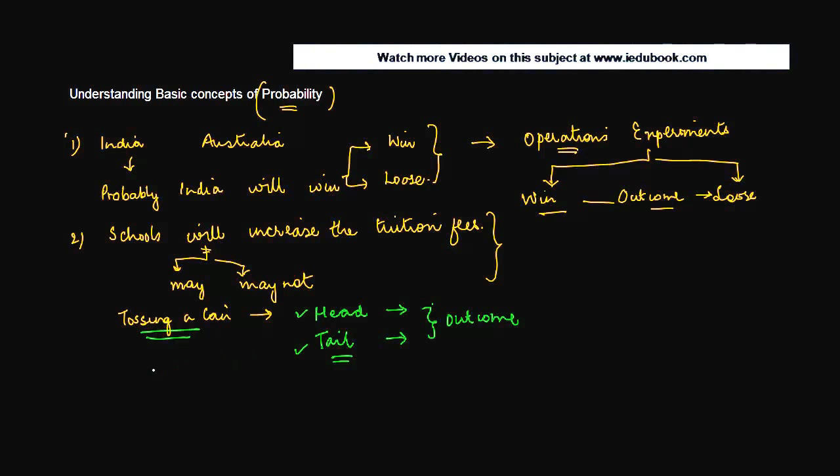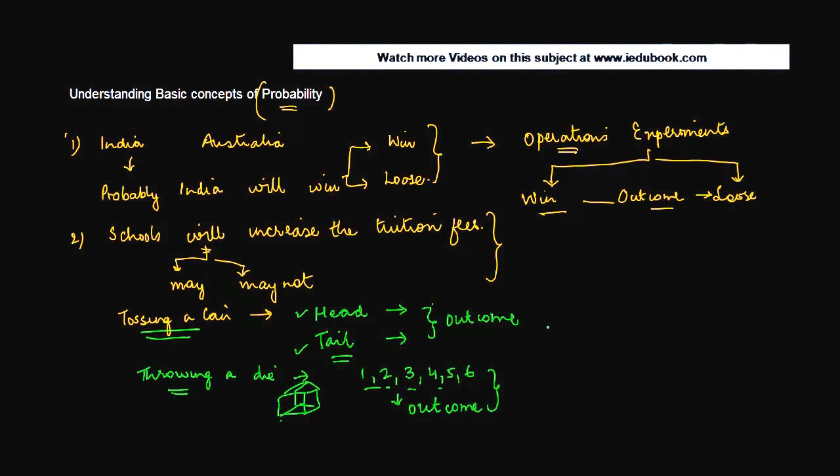Right? Similarly, throwing a die. A die is basically a cube which has 6 numbers attached to it. So when you throw a die, either of these numbers can come up. So throwing a die is an experiment, and whether 1, 2, 3 come up or anything is an outcome.